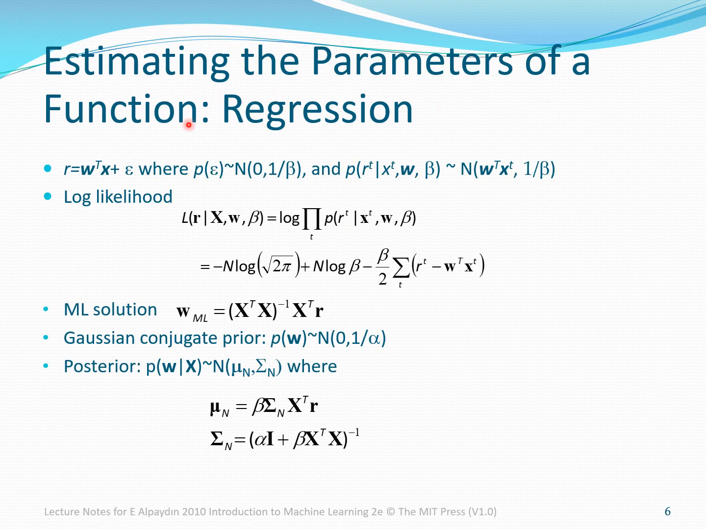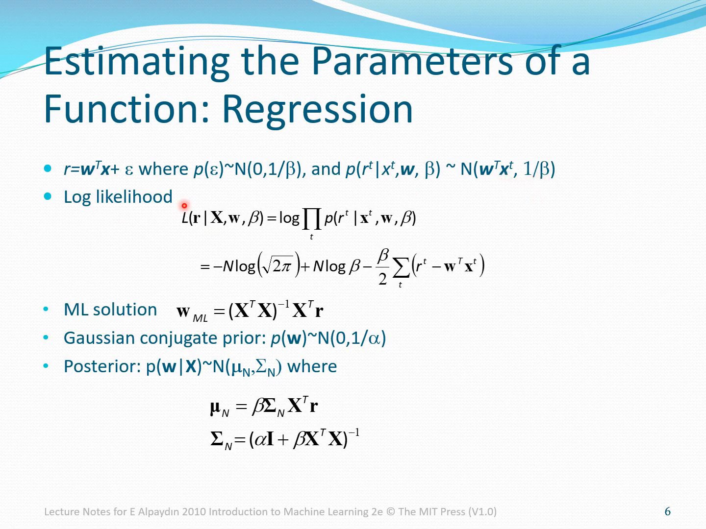Estimating the parameters of a function, regression. r equals w^T x plus epsilon, where p of epsilon tends to N of 0, 1 given beta, and p of r^t given x^t, w, beta tends to N of w^T x^t, 1 given beta.